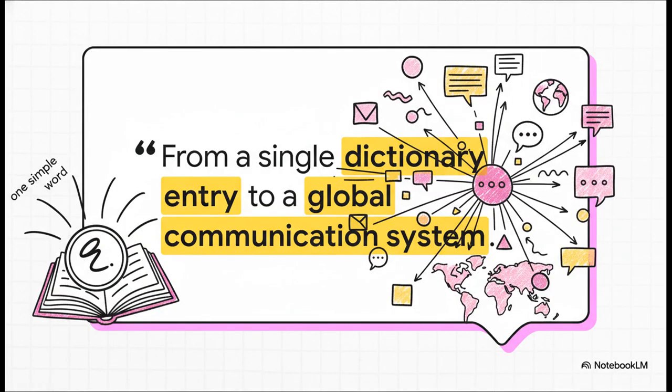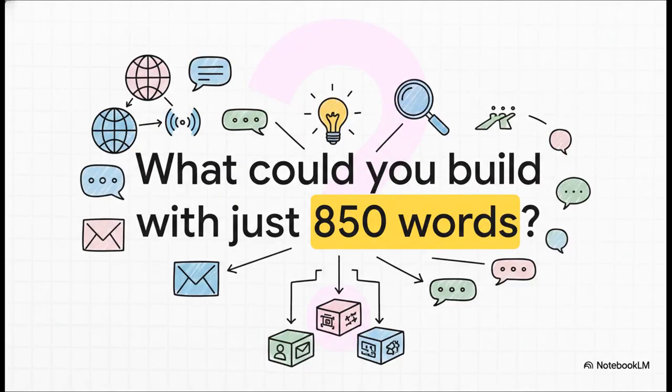So just think about the journey we just took. We started with one single word in a dictionary, and we ended up with this massive idea for global communication. It really shows you, doesn't it? There's so much depth hidden in the simple things we see and use every single day. So I'll leave you with this to think about. If a whole system for talking to anyone in the world can be built from just 850 words, what about in your own life? What complex ideas could you make way clearer, simpler, and more powerful just by being a little more careful with your words? What could you build if you stuck to the basics?